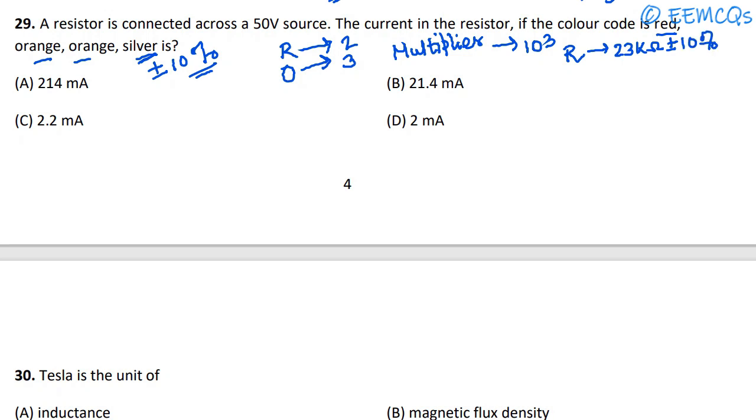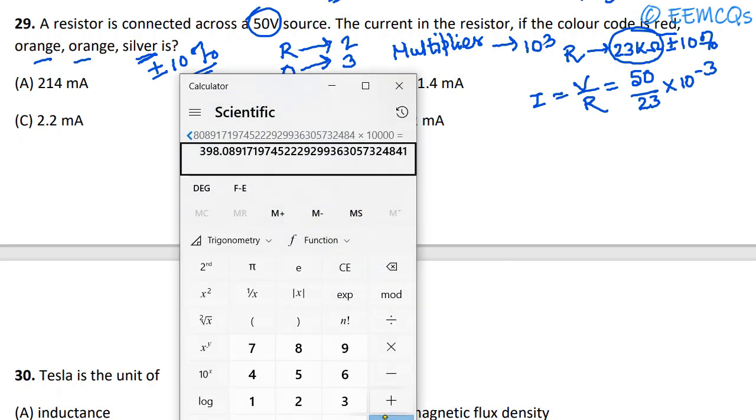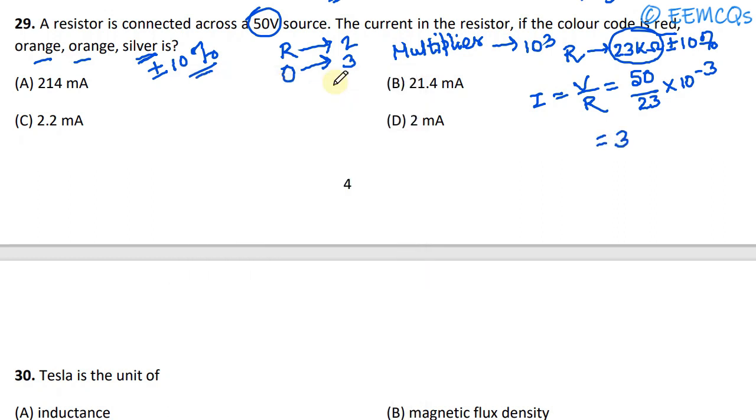Okay, so definitely the current will be V by R. Just directly take the actual value, ignoring the tolerance, you will get 50 by 23 into 10 to the power minus 3. Okay, now what is 50 by 23? This is 2.1739. So this will be 2.17 milliampere, that is approximately equal to 2.2 milliampere. Okay, so here answer is option number C.